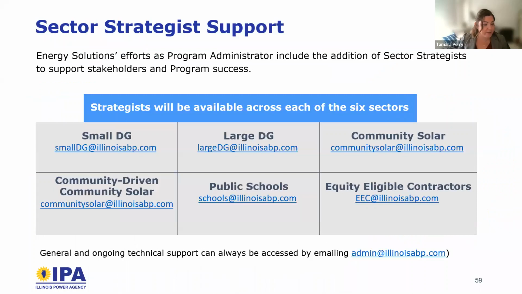I'm sorry, I have one more slide. This is just a mention for our sector strategy team. You can always email general and ongoing technical support questions to our admin email. You can also email directly to a sector strategist. If you have questions, you can email the communitysolar@illinoisavp.com email address, and we'll get those questions addressed quickly.